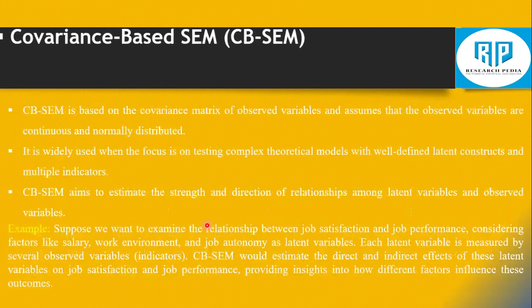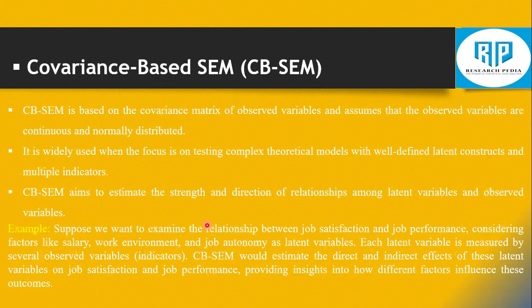So here is basically the detailed explanation of each approach. CB-SEM is based on the covariance-based matrix of observed variables. I have previously let you know what an observed variable is. Observed variables are basically indicators, or you can say the statements that are measured using a 5-point Likert scale, 7-point Likert scale, 3-point Likert scale, and so on. So whatever statement or indicator that you directly measure using some scale is basically the observed variable.